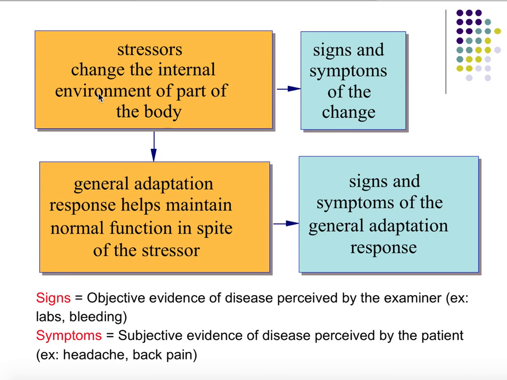Okay, so stressors. Well, they can change the internal environment of the body. So keep in mind, the stressor itself will exhibit signs and symptoms. But when we encounter a stressor, our body will try to adapt to that stressor. It'll respond to the stressor by turning on what we just talked about, the general adaptation response. And that general adaptation response tries to respond to the stressor and reestablish homeostasis. As a result, we will also see the signs and symptoms of that GAS, the general adaptation response. Now, just a quick reminder, signs would be the objective things that we see. Symptoms would be the subjective. So if you see bleeding, or if we're talking about lab results, those are all signs. If someone says that they have headaches or they have back pain, those would all be symptoms.